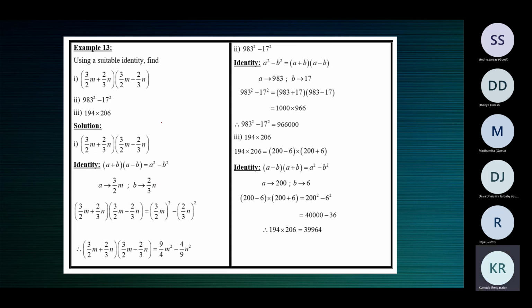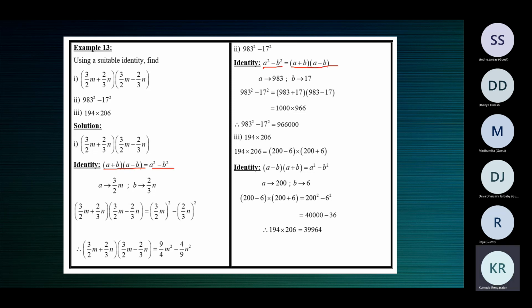In the second one, the question is the other way. The question looks like a square. So you can write the identity both the ways. When you write the identity, make sure that you write the question side first and then the answer. But here in the second one, the question looks like a square minus b square. So the answer will be a plus b into a minus b.